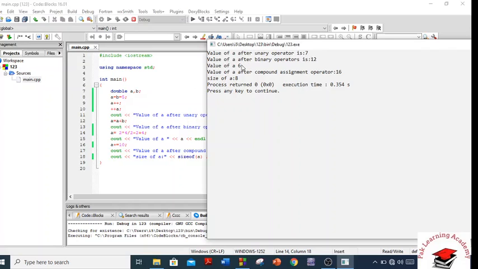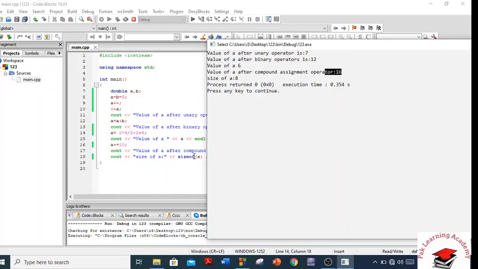Now here the value of a is 6, because I am writing 2 multiply 4 is equal to 8, divided by 2 is equal to 4, and 4 minus 2 is equal to 2, 2 plus 4 is equal to 6. Now here you are seeing the value of a is 6, and a plus equal 10 means a is equal to 6 plus 10, which is 16. 16 would be stored in a. So as a result it displays 16.